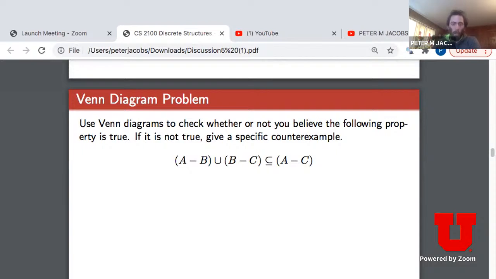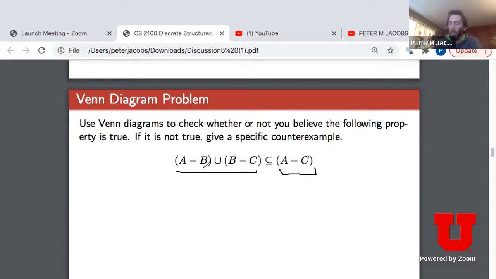All right, so I'll start this one. It says use the Venn diagrams to check whether or not you believe the following property is true, and if it is not true, give a counterexample. In order to compare the left-hand side and the right-hand side, we're going to make a Venn diagram and see if the regions that are created by the two sets are the same.